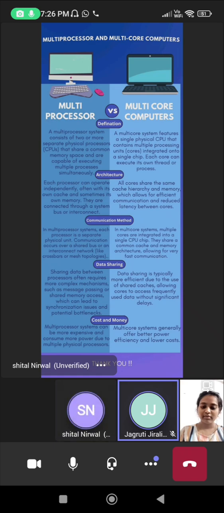The cost of multiprocessor systems encompasses a wide range of factors, including hardware, memory, interconnect, software, maintenance, and operational expenses. While these systems offer enhanced performance and scalability, the financial implications require careful consideration. Organizations must conduct a thorough cost-benefit analysis to determine whether the investment aligns with their computing needs and strategic goals. So, the cost in multi-core computers.